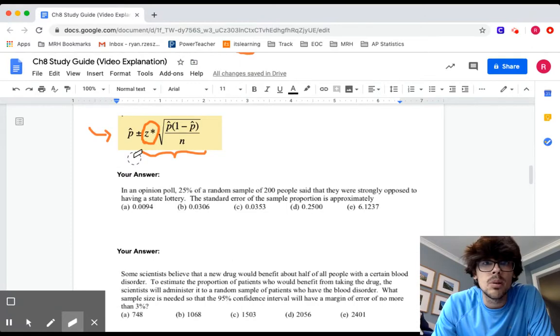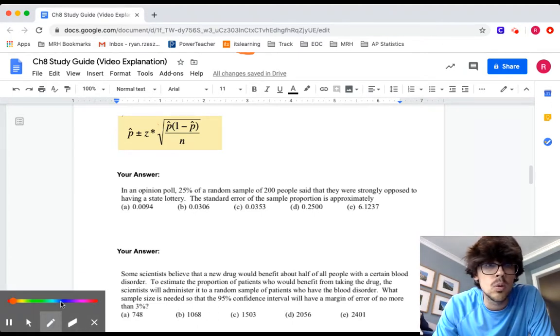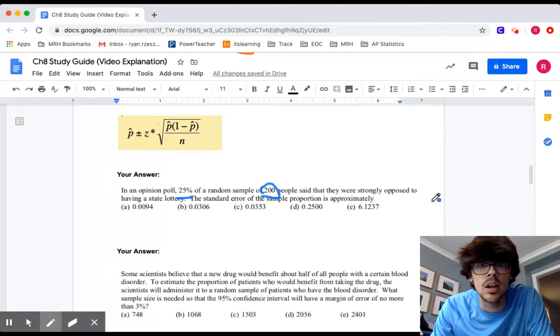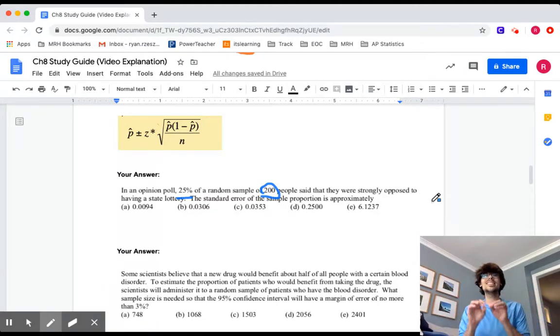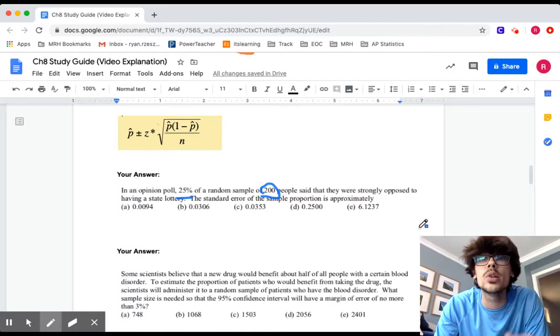Our second problem here is still talking about percentages, so we still want the formula you can see written above right there. For this example, we're looking at 200 people, and we find in our sample of 200 that 25% are strongly opposed to a state lottery. They ask us for the standard error of the sample proportion. Sample proportion is p-hat, so they want to know the standard error of p-hat.